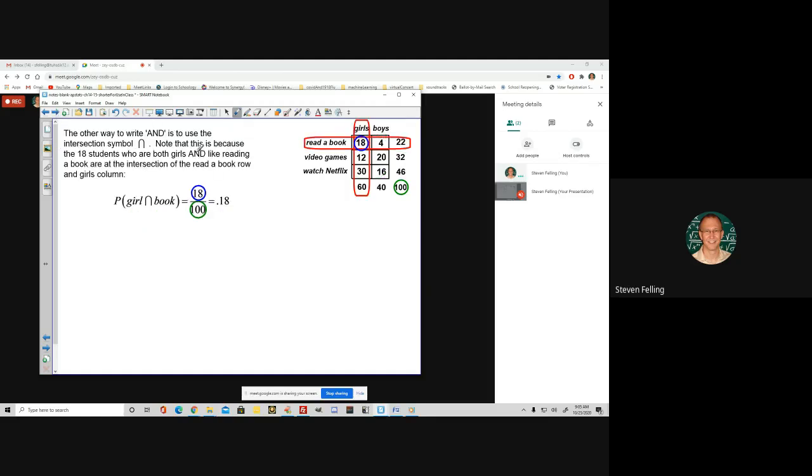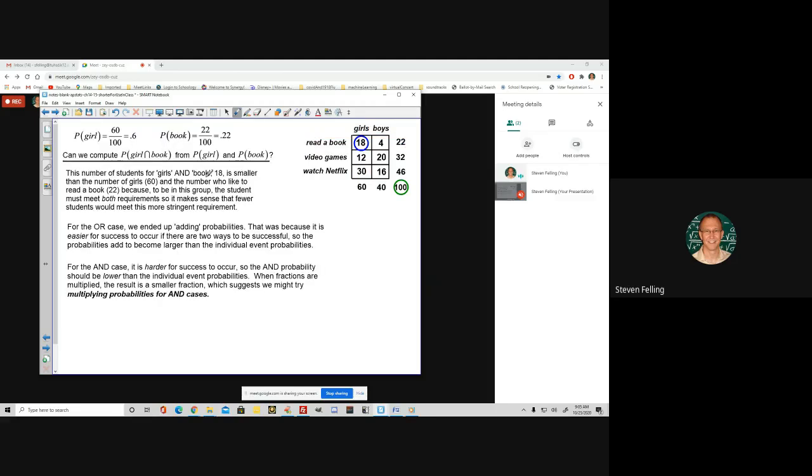All right, so by the way, the reason why the AND symbol is written this way is because this is the set notation for intersection. And you can see now why that 18 is the intersection of the read a book row and the girls column. Okay. All right. So if you think about this, right, how can we combine these separate probabilities of girl and boy in some way, right?